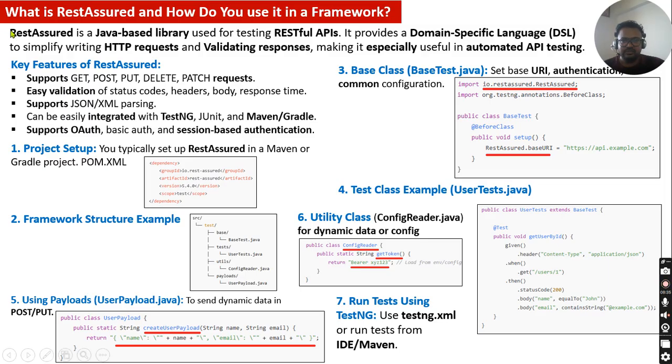Okay, so if somebody asks you what is RestAssured and how you can use it in your framework, just go step by step, guys. Project setup, framework structure, how the framework should look. You define the base class, define the user test class, then define the payload.java where you can store all the payloads. Then you can define the utilities for generating the token or generating anything else that is unique. You can run the test case accordingly.